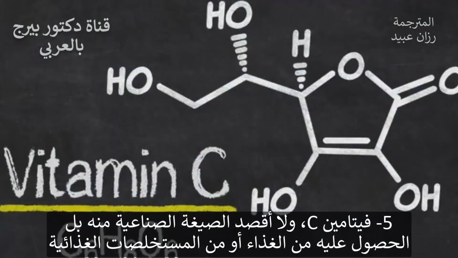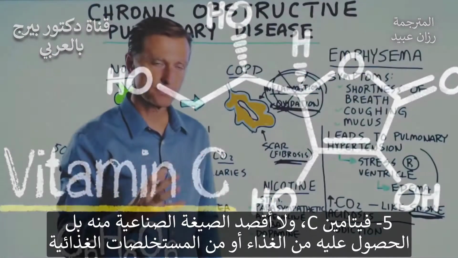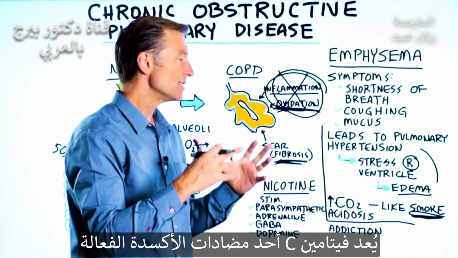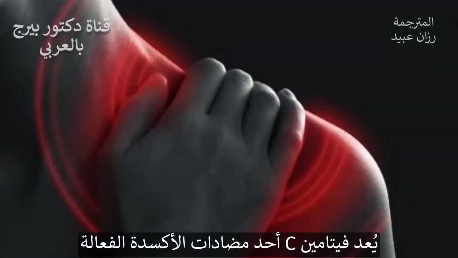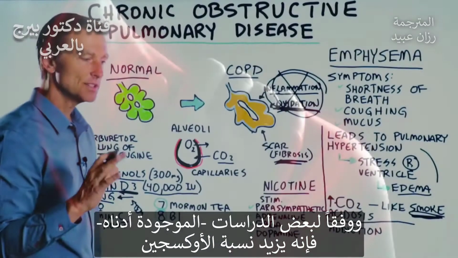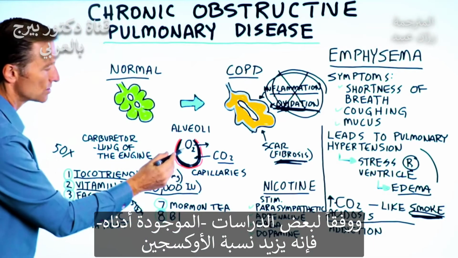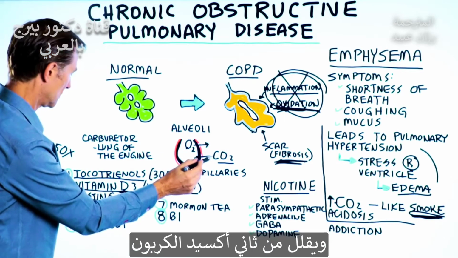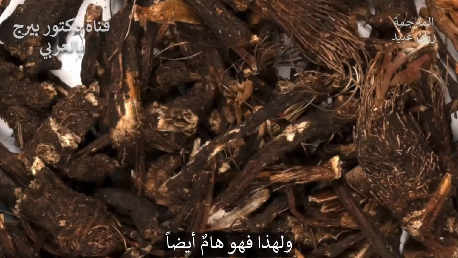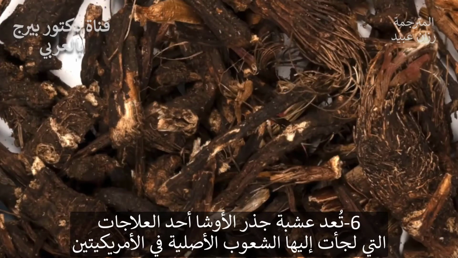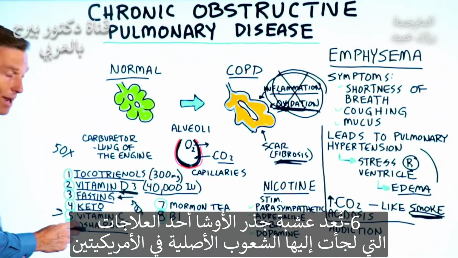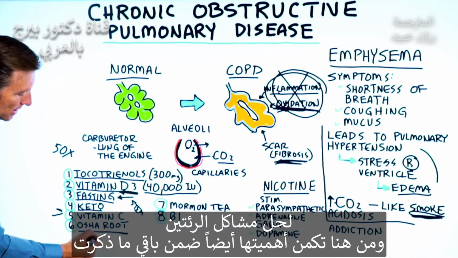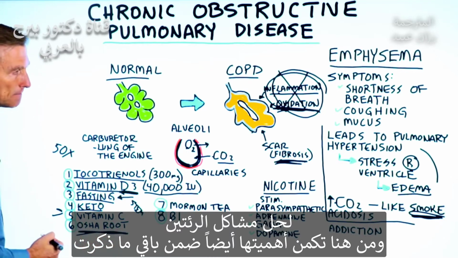Vitamin C, not synthetic, but from actual food or a food concentrate. Vitamin C is another powerful anti-inflammatory, and there's some additional studies, which I'll put down below, that shows that it'll increase your oxygen and decrease the CO2. So this is very important as well. Osha root is a Native American Indian remedy for lung disorders. So this is another great thing to consider right here.